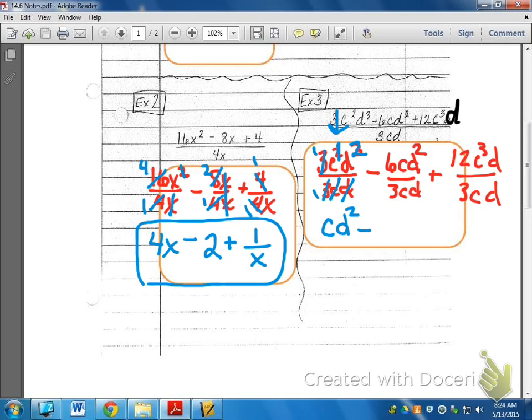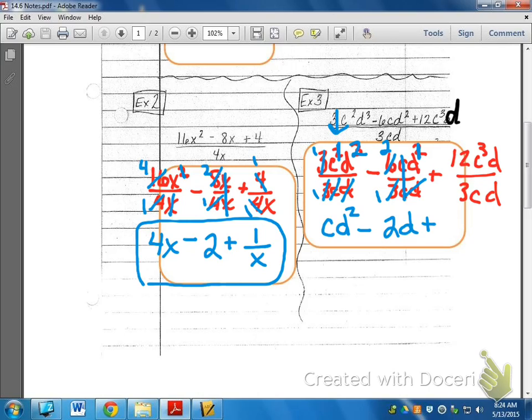Minus my 6 and 3. I can cancel out a 3, so it becomes a 2 and a 1. I've got a c on top and a c on the bottom. They just cancel out completely. 2 d's on top and 1 d on the bottom. So this one is gone completely, and d squared becomes d to the first. So I'm left with 2d. I don't write the 1 on the bottom.